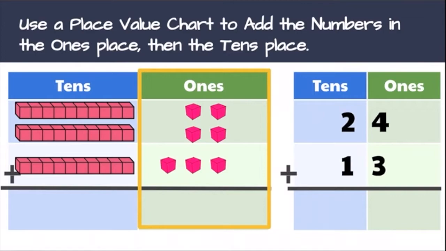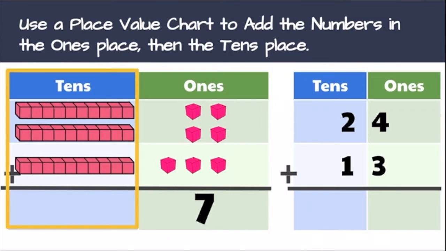Now, to use place value to add, I'm going to start by adding up all of these ones blocks in the ones column. So my job is to count them all together, and I see 7, so I'm going to put that in the ones column under the line. Next up, I need to do the same thing but for the tens column. So I look in the tens column and I see 3 tens, so I need to write the 3 under the line. So now this shows the answer under the line.